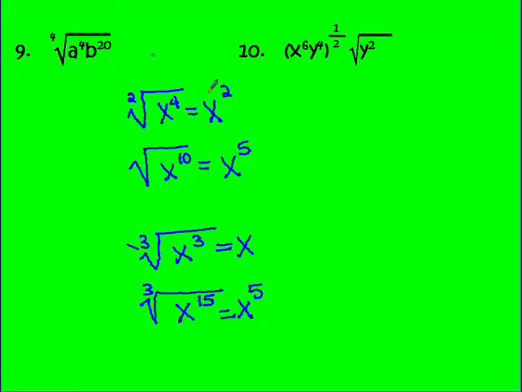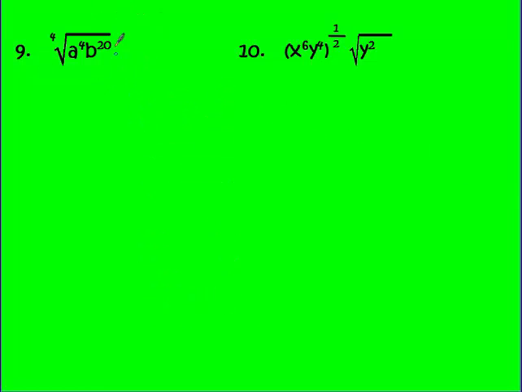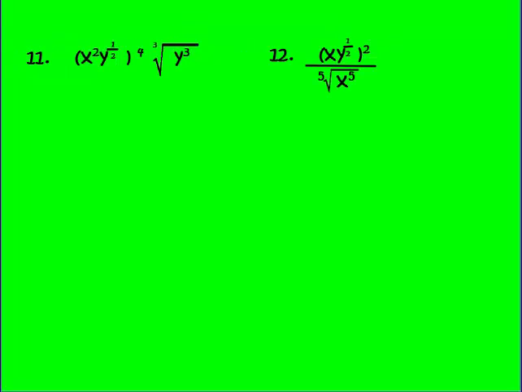So up here, the 4th root of a to the 4th, 4 divided by 4 gives you just 1, so it's a. b to the 20th, the 4th root of that, 20 divided by 4 is 5, so it's b to the 5th. Go ahead and try number 10, 11, and 12. And that's it. So bring that to class and we'll go over it.